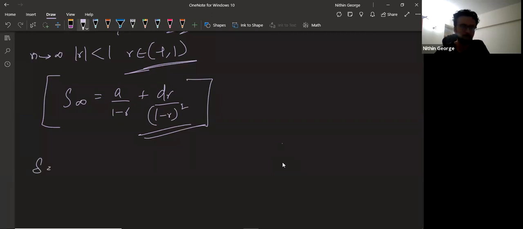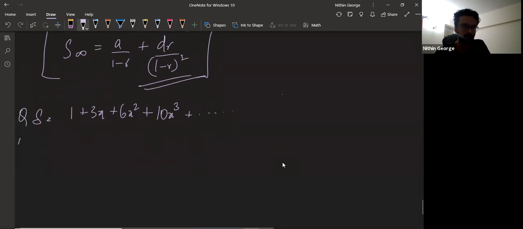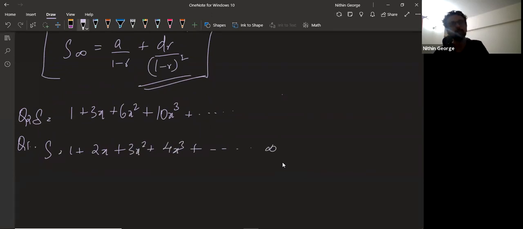So I'll give one simple question here. Let's quickly solve this. 1 plus 3x plus 6x square plus 10x cube and so on. No, let the first question actually, we'll do something else. And then this will be the second question. S will be 1 plus 2x plus 3x square plus 4x cube and so on till infinity. Find the sum of this infinite series. Find the sum. So what do you do here, guys?